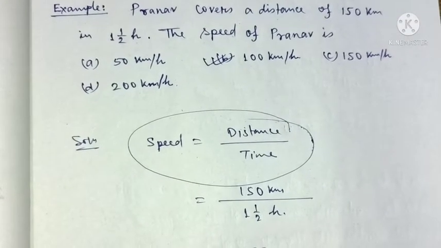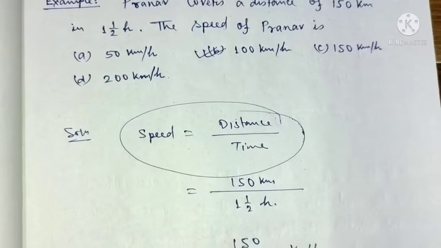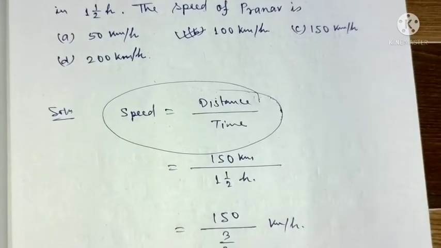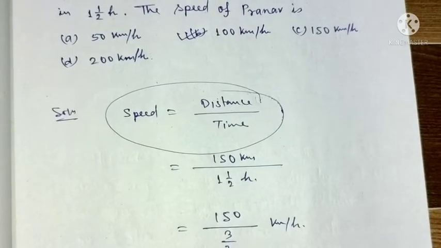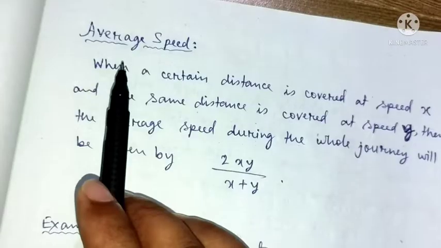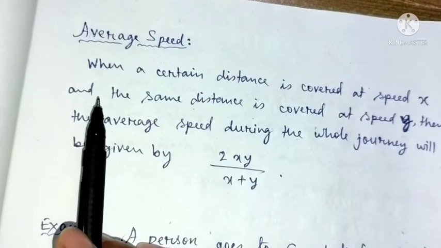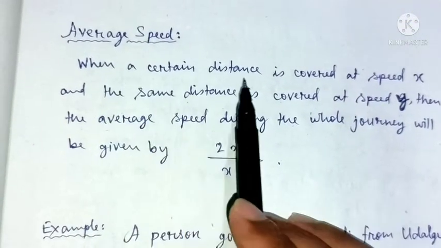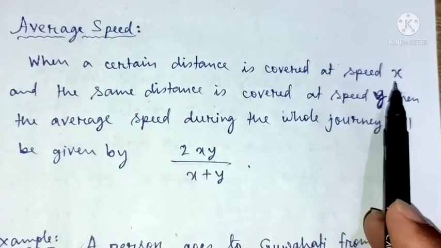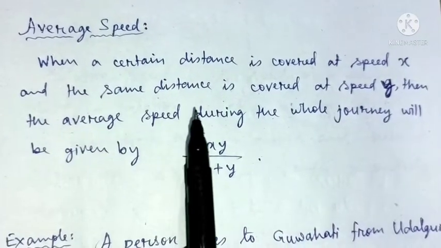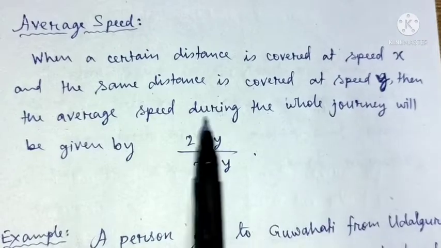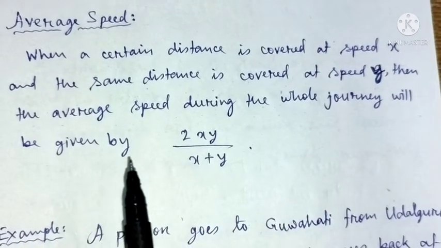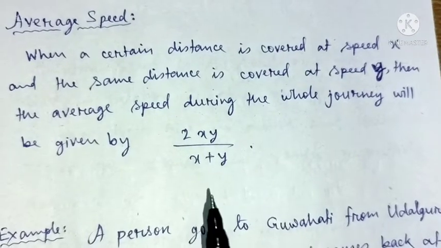Now we shall discuss the next point of this topic, that is average speed. So how is it, let us discuss this thoroughly. So here is the point, average speed. It is explained as when a certain distance is covered at a speed x and the same distance is covered at speed y, then the average speed during the whole journey will be given by 2xy by x plus y.